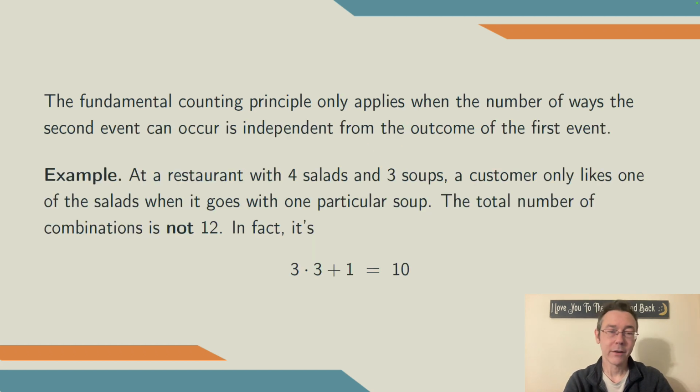An important warning here is that the fundamental counting principle only applies when the number of ways the second event can occur is independent from the outcome of the first event. So, as sort of a counterexample, suppose that at this restaurant we have a customer that only likes one of those salads when it goes with a particular soup. So there's no longer 12 possible soup and salad combinations for this customer. Instead, there are 10 because we have 3 salads that this person's not picky about. So 3 times 3, 3 salads with 3 soups. And then 1 more soup and salad combination, the one that the person is picky about.